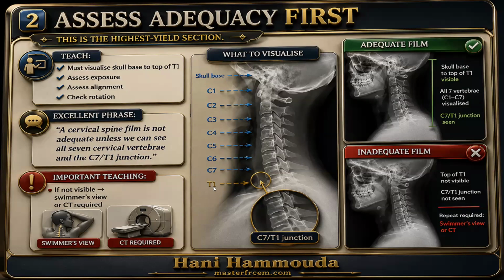Clear, doctor? Yes, sir. So what if you find any of them missed? You can do a swimmer's view or you can do CT scan. So if not visible, you can mention that. No need to wait for the actor to ask you. So you can say, if C7 to T1 is not visible, you can do swimmer's view or you can do CT scan.